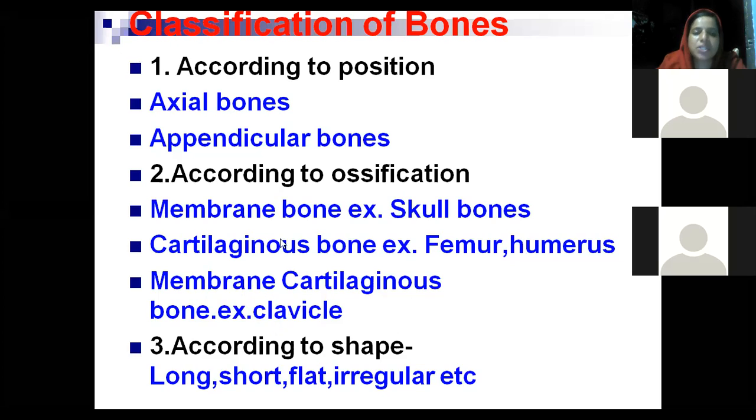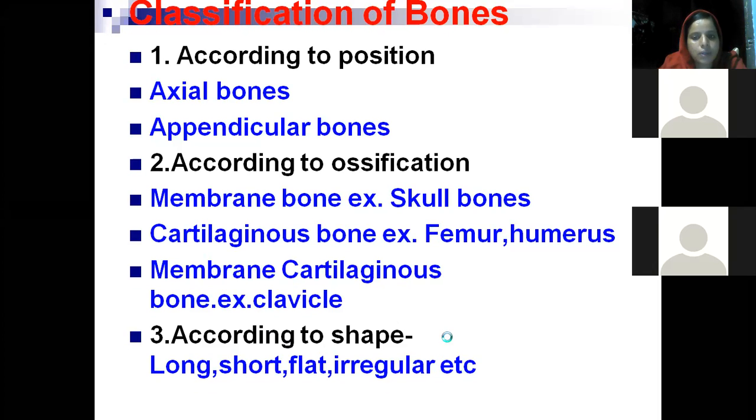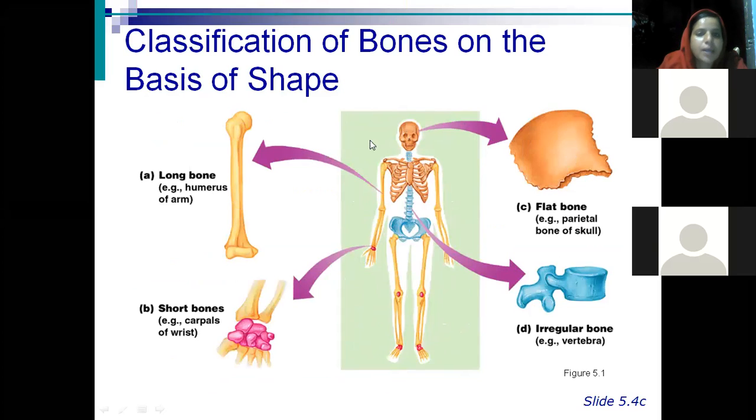Membranocartilaginous is a combination, like the clavicle, where a part of the clavicle is ossified in membrane and a part of it is ossified in cartilage. So according to the shapes, we have long, short, flat and irregular bones. Now see here. Appendicular skeleton means the skeleton which is present with the upper limb and lower limb. Okay, that is the appendicular skeleton.